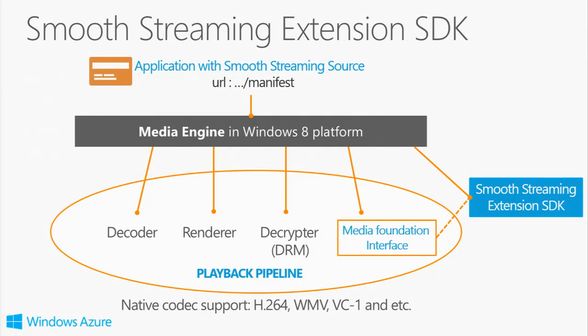Smooth streaming is basically a package on top of H.264 MP4 video. So this Smooth Streaming Extension SDK will help you unwrap the container and bring the MP4 file out of it, and then pass it down to the Media Foundation interface. Then the media engine will say, now I understand what MP4 is, I'm going to render and decode and decrypt your content. Therefore, by using the Smooth Streaming Extension, you never really destroy the capability of the platform itself.